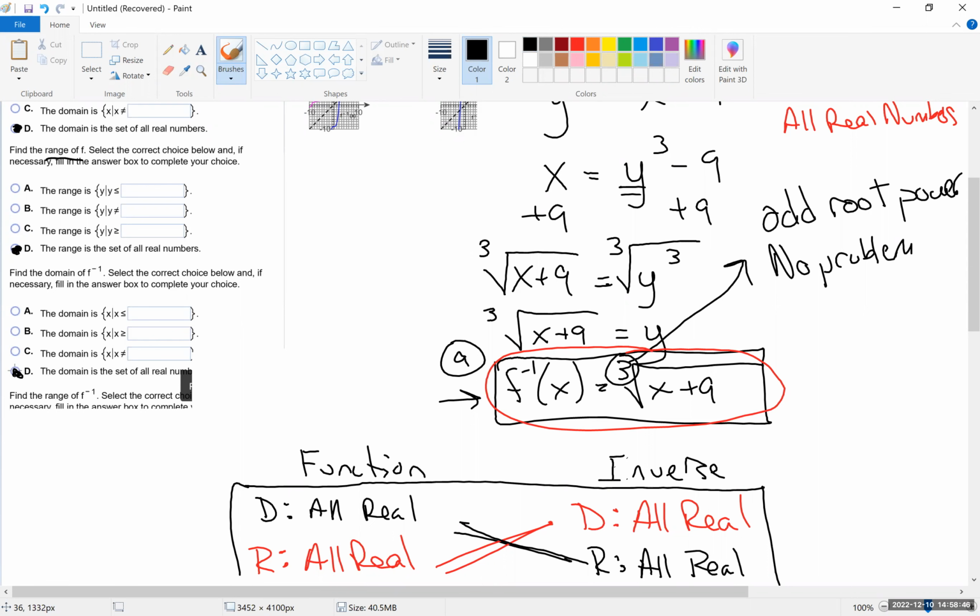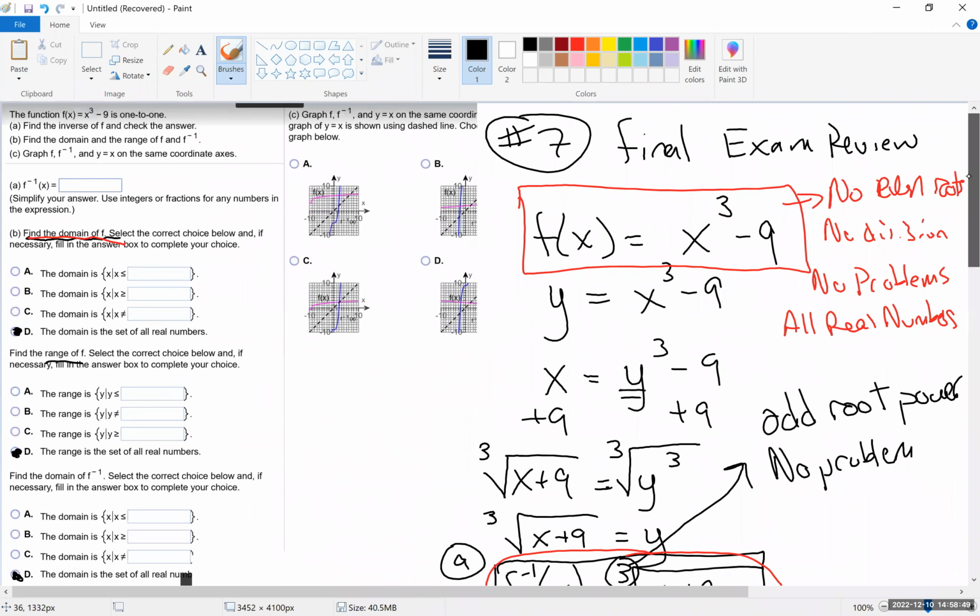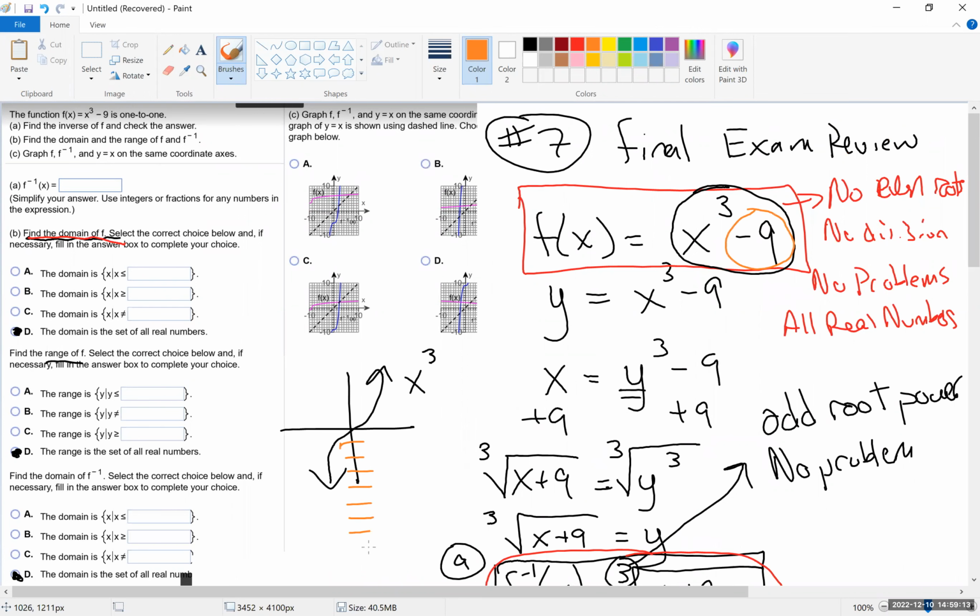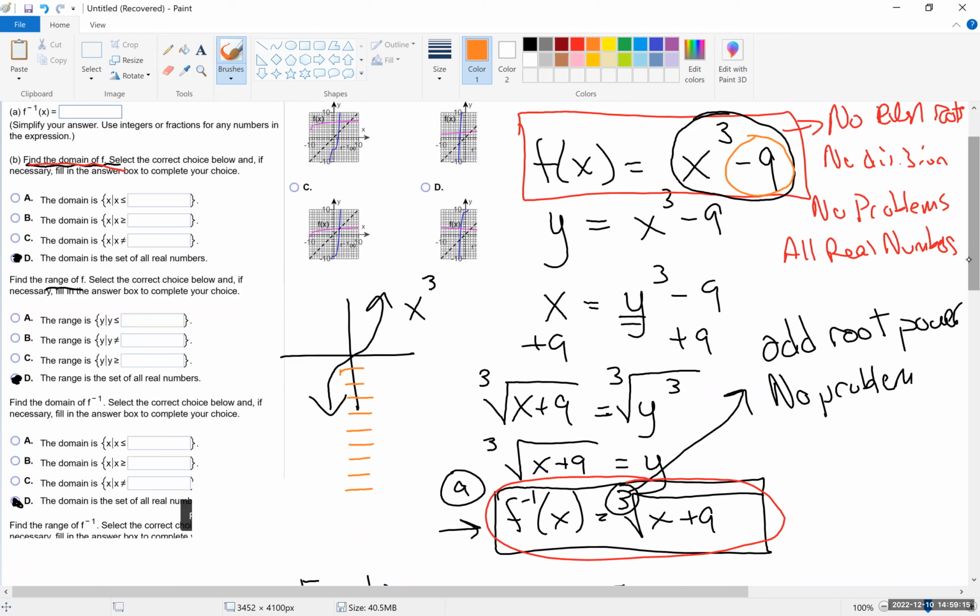Now, the next thing we have to do is graph this. Okay, and the purple is the original function. So the original function, we have to graph this using transformations. X cubed looks like this. X cubed minus 9 is shifted down 9. So we go down 9. 1, 2, 3, 4, 5, 6, 7, 8, 9. This is going to be x cubed minus 9.